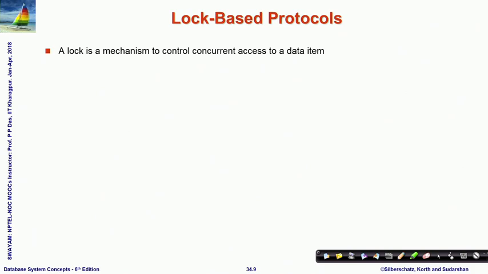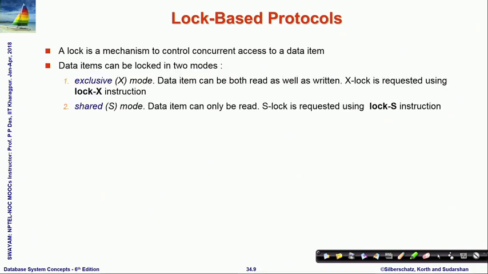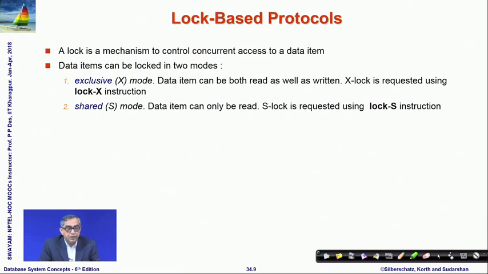So, a lock is a mechanism to control concurrent access, and there are a variety of types of locks that exist in a database system, but to start with we are talking about two locking modes. One is exclusive mode, which is designated as X, another is shared mode, which is designated as S. Naturally, in the exclusive mode, the data item can be both read and written, and such a lock is obtained by doing a lockx instruction, and in the shared mode the data item can only be read.